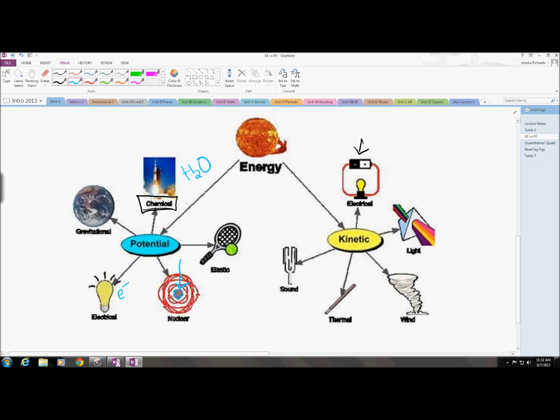Chemical energy, a lot of times we're going to talk about electricity. We're going to talk about how batteries work. This is a battery right here, and how those flow in a unit called redox. Most of our talk about energy is going to be in kinetic energy. We're going to mostly talk about thermal energy.